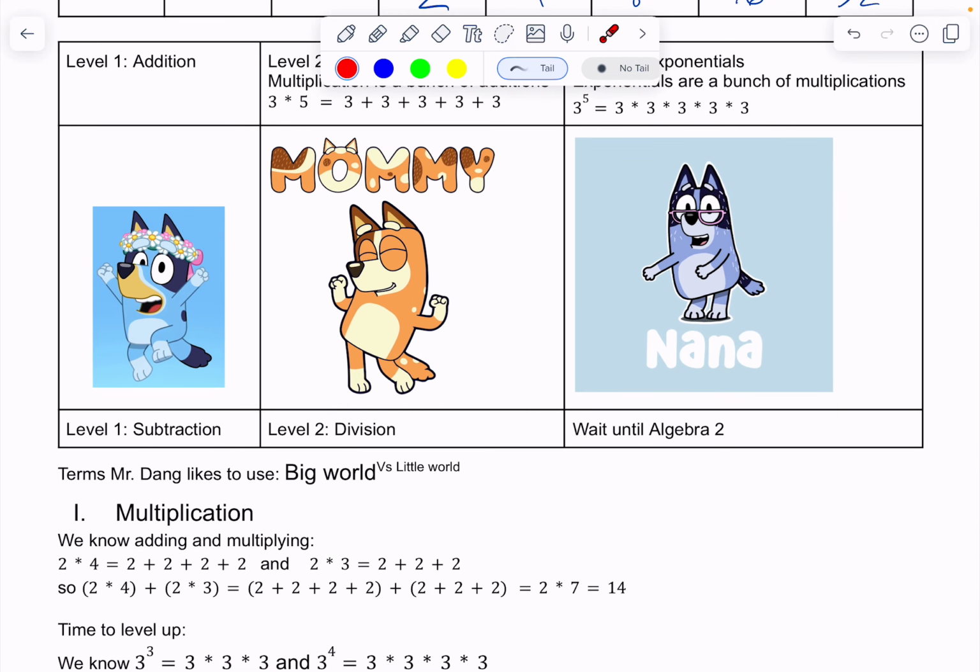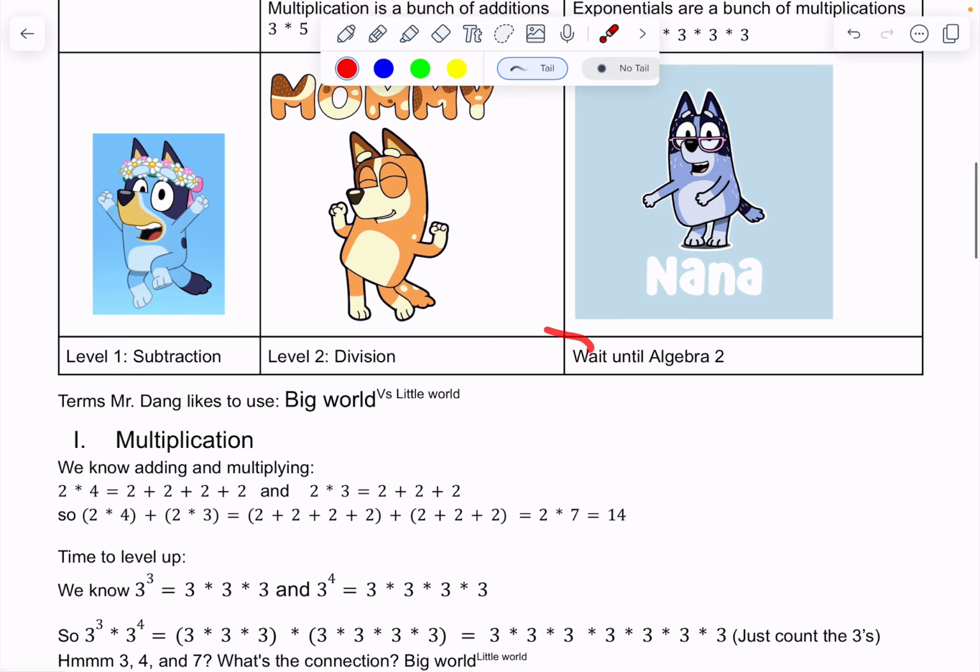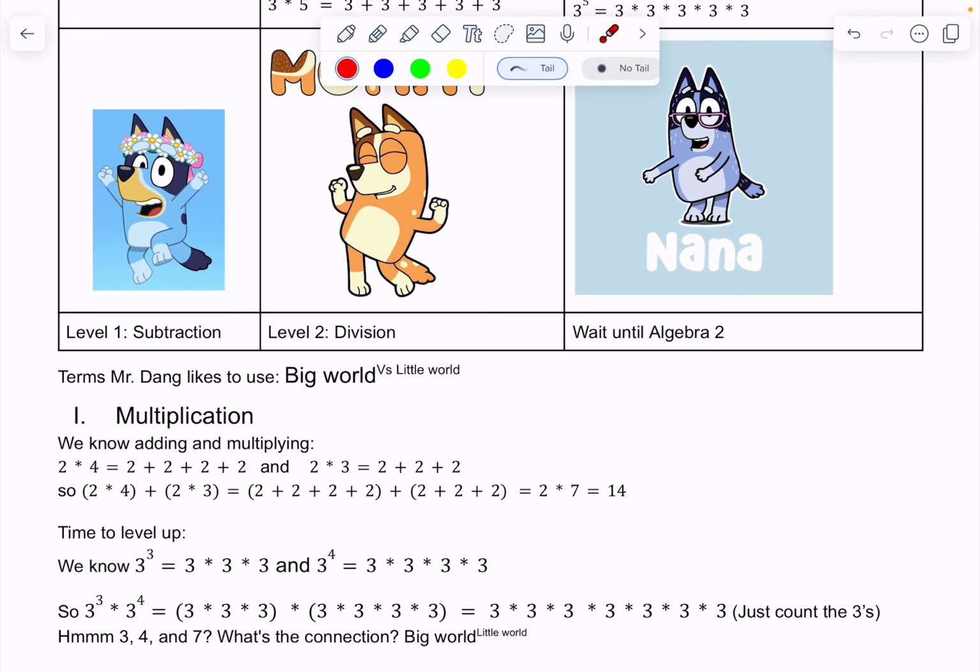On the flip side, the opposite of addition is subtraction. The opposite of multiplication is division. Subtraction is level 1. Level 2 is division. You want level 3, you gotta wait till Algebra 2. We might talk about that.